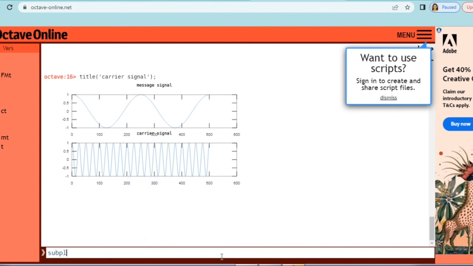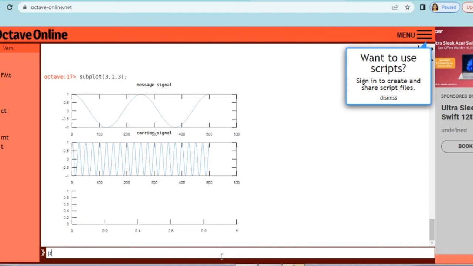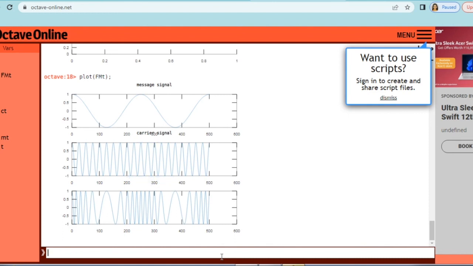The last graph is our frequency modulated signal, the third graph in the third row. Thus we have these three graphs with us. The top one is the message signal, the second is the carrier, and the third is the frequency modulated signal. So let's give a title, frequency modulated signal.